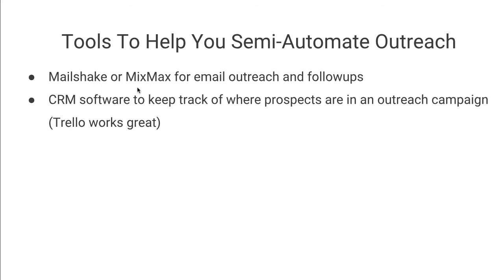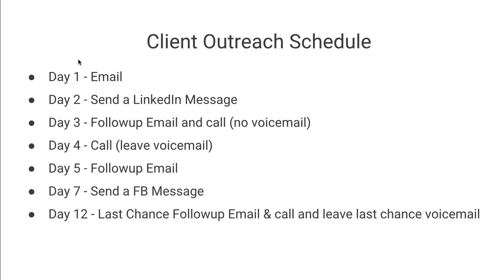Then I would definitely recommend some sort of CRM software just to help you keep track of where your prospects are at in an outreach campaign. And so for this, Trello works great. Obviously, there's like 100 billion CRM softwares out there. Feel free to use any of those that you like, but most of those CRM softwares tend to be pretty bulky and have way more features than you actually need. So I'd recommend just using Trello or even just a spreadsheet to keep track of your prospects. And again, this is part of the reason why I want you to start out at 25 prospects, because that will allow you to dial in this process before scaling up.